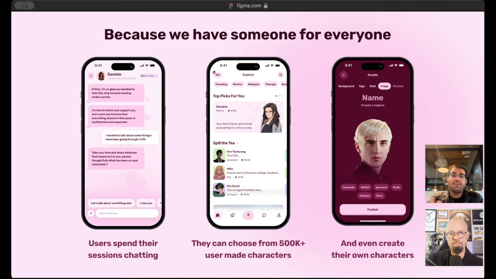And so, if you don't find anything amongst these hundreds of thousands of characters, you can also create your own. Right now, you define the backstory for the character. You can specify how you met the character in this fictional world. What are the laws of this world as well?